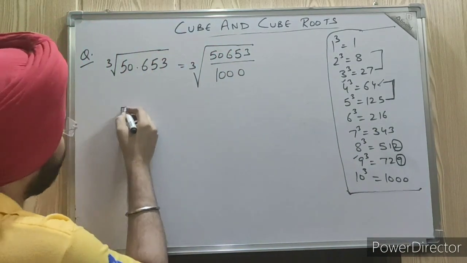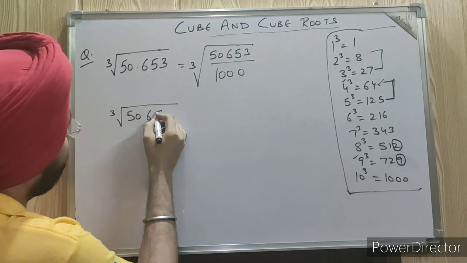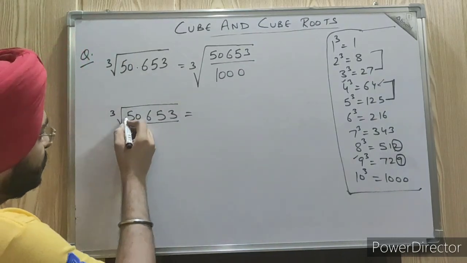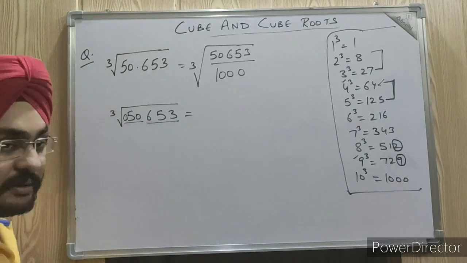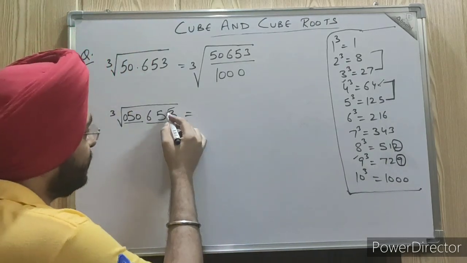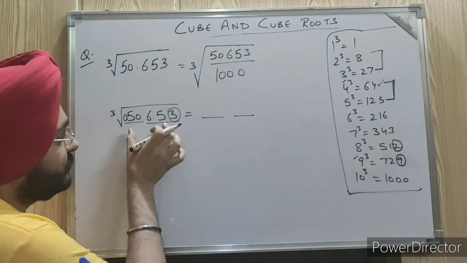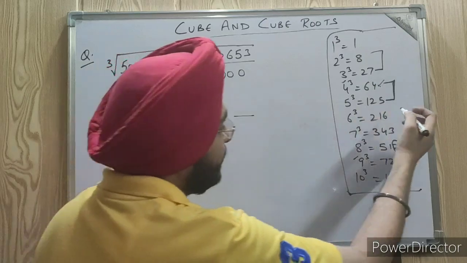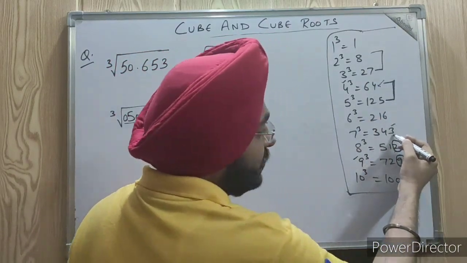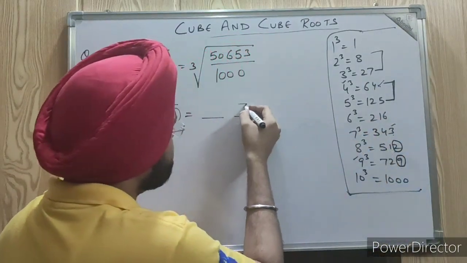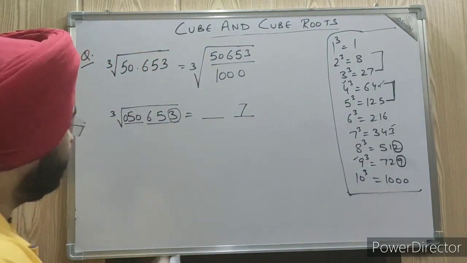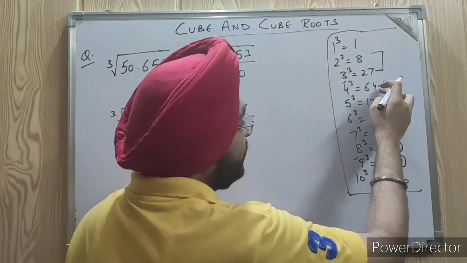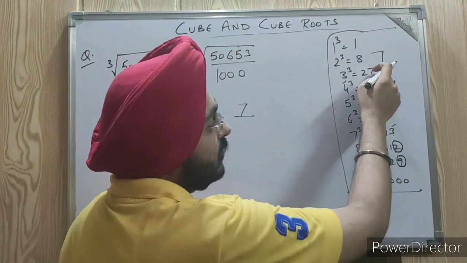I am finding the cube root of 50653. This is also a triplet. We will have 2 digits since we have 2 triplets here. Just see the last digit, the units place, 3. Where is that? Here we have 3, so it's the cube of 7. So I am writing 7 here. Coming to this 50, this 50 is lying between 27 and 64. Which one is smaller? 27.